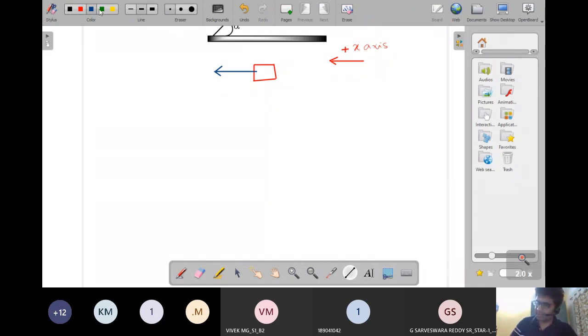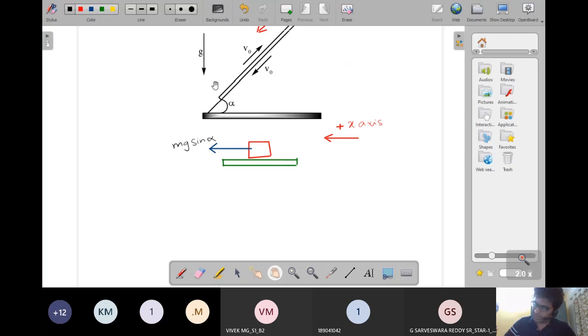and there is a plank underneath. Let me draw the plank in a different color now. So this is the plank. A constant force that would be acting on the block would be mg sine alpha. Mg sine alpha is actually down the incline. I'm drawing this entire thing by rotating so that I can easily visualize the x-axis. I don't want it to be in the downward direction. You could have done it downward, but this is how I'm using it.